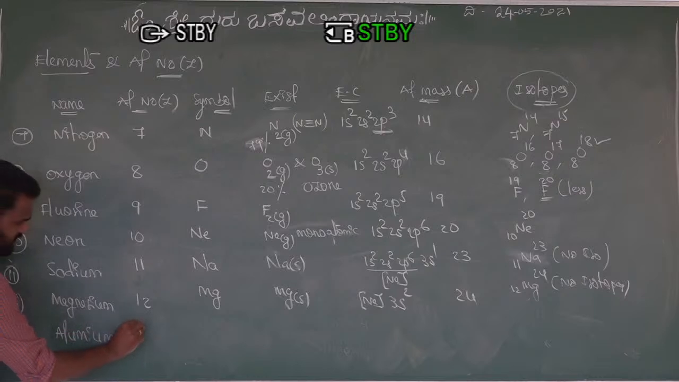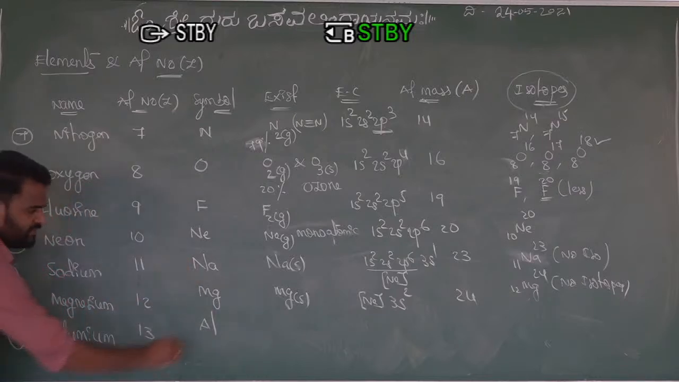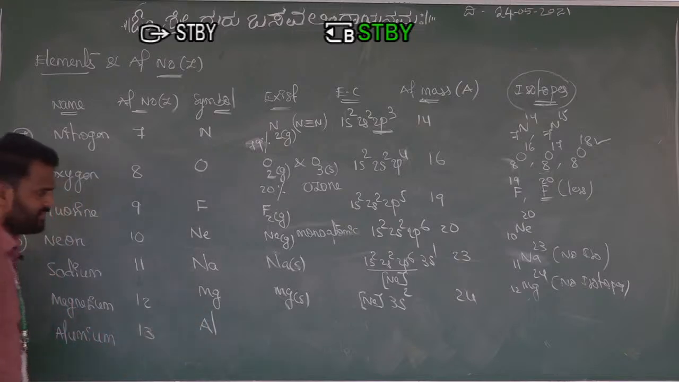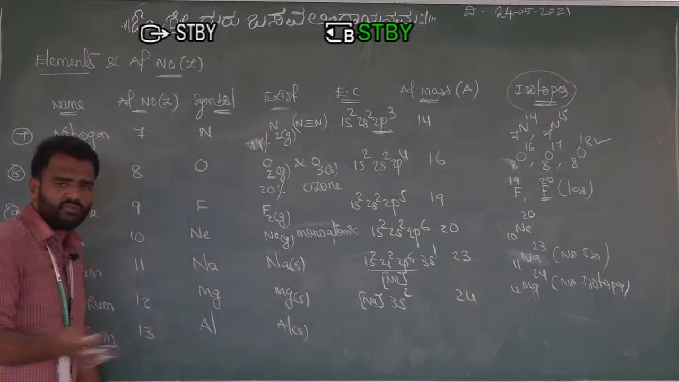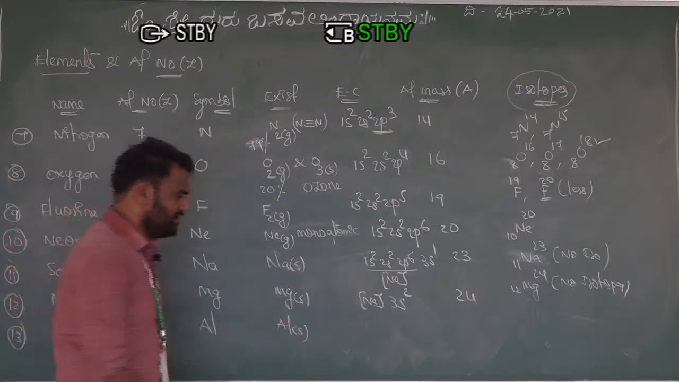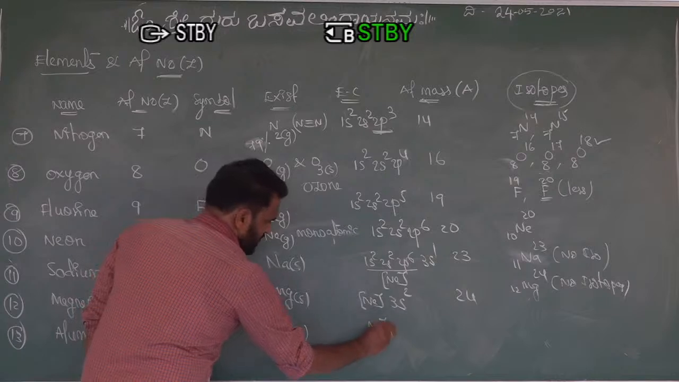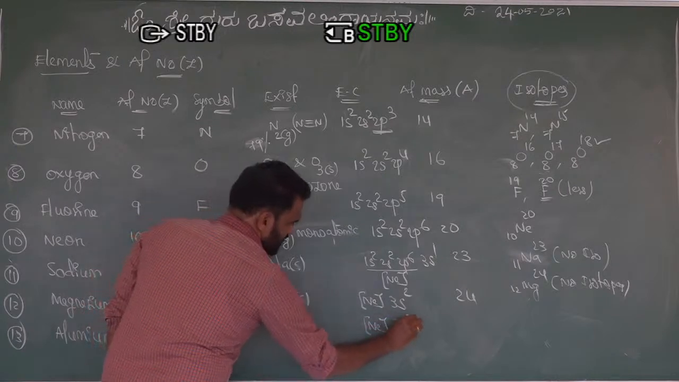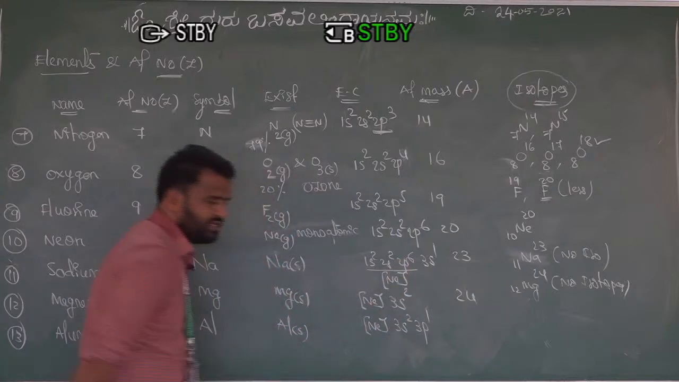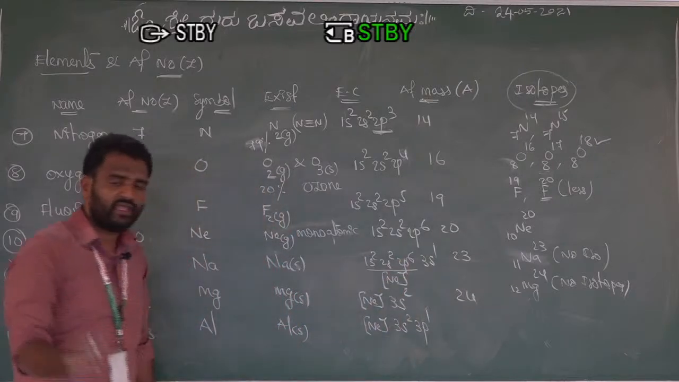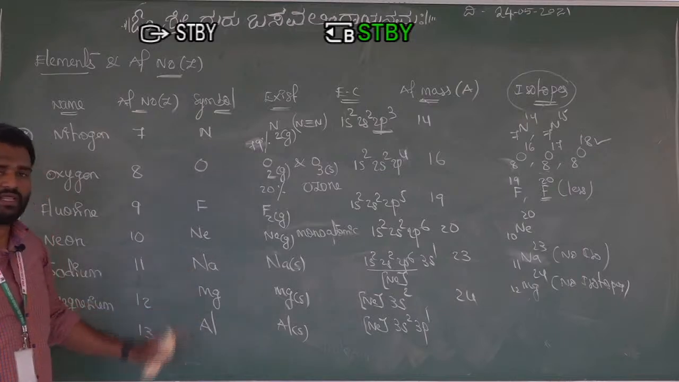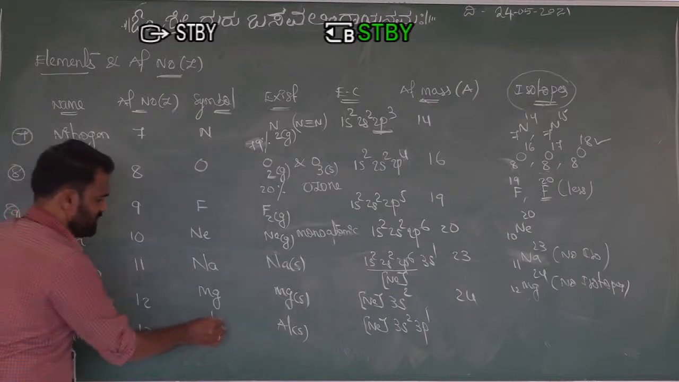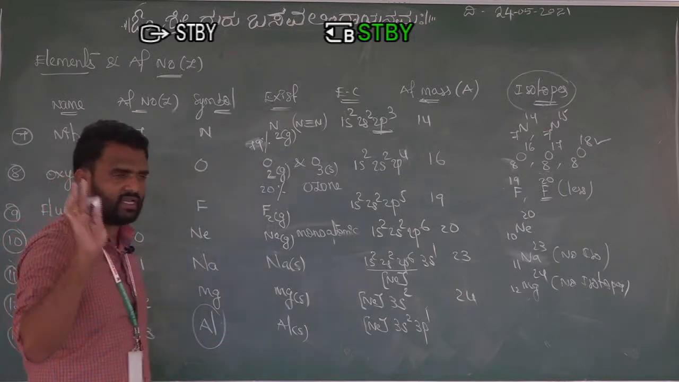The atomic number of aluminium is 13 and its symbol is Al. Aluminium exists in the metallic state only, the pure metal state. If you see the electronic configuration, after neon you can write 3s2, after which an electron will enter 3p1. Aluminium is a highly electropositive metal, so it will easily lose electrons like alkali and alkaline earth metals. This is one speciality of aluminium.